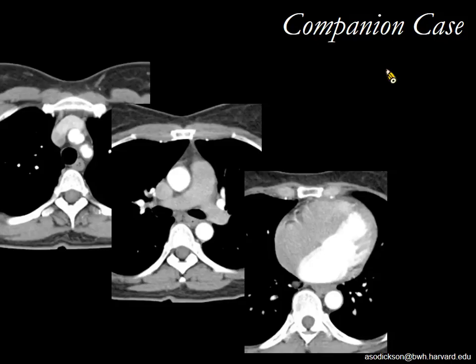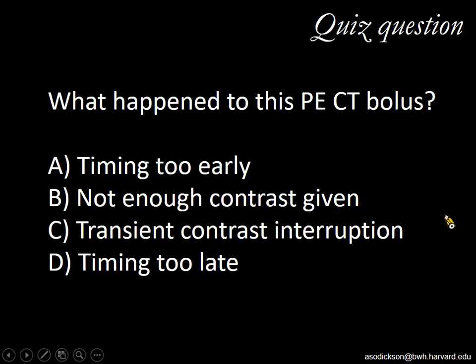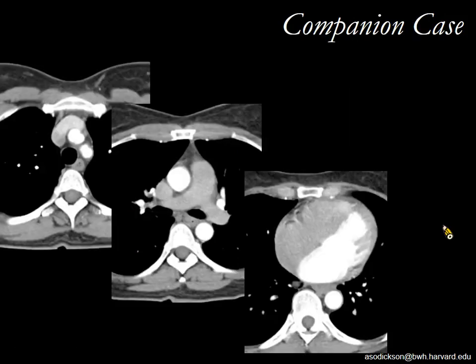So let's move on to the next case. Companion case. The tech comes to you and they say, oh, I don't think you're going to like this. We did not get very good enhancement in the pulmonary artery. So let's analyze this case, please. The questions are exactly the same as I had before. Timing too early, not enough contrast given, transient contrast interruption, or timing too late. And so let's look at the image again and decide what you think is going on here.